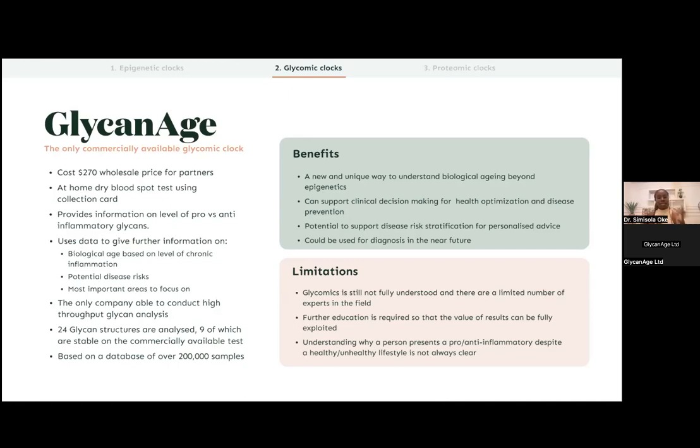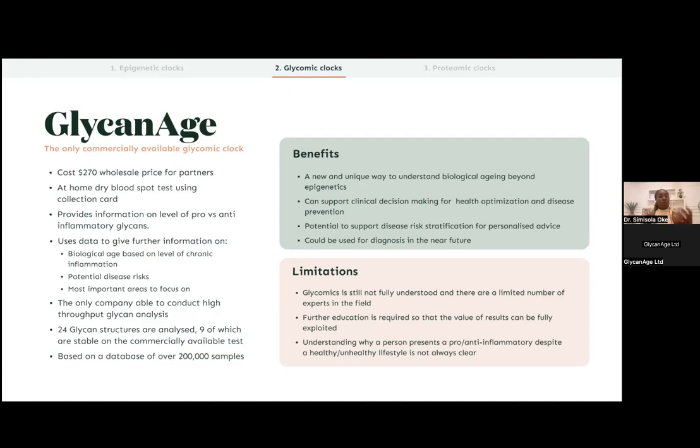But also, I think understanding why a person presents as pro or anti-inflammatory, despite having a healthy or unhealthy lifestyle, can be really difficult to understand, especially because, as I mentioned, the glycan or the glycome is affected by so many different elements. If you're somebody who has a genetic disposition for longevity, so for example, people who are centenarians who have people in their family who have lived past 100, they may have a genetic predisposition to longevity. And actually, because GlycanAge is a sensitive test to chronic inflammation, that can present in the results. And so sometimes you can get results that are difficult to understand or to explain.